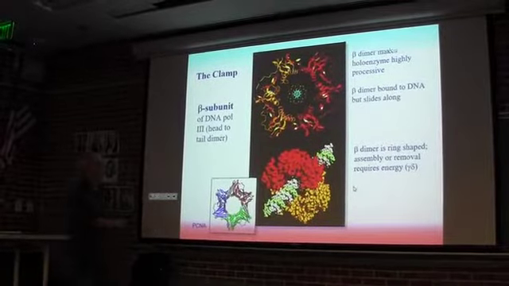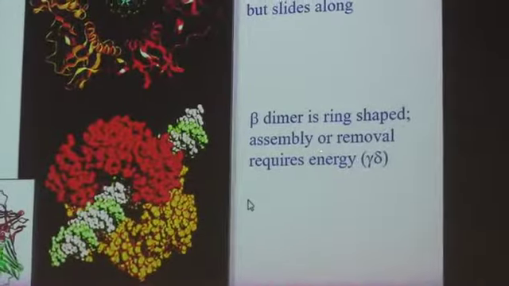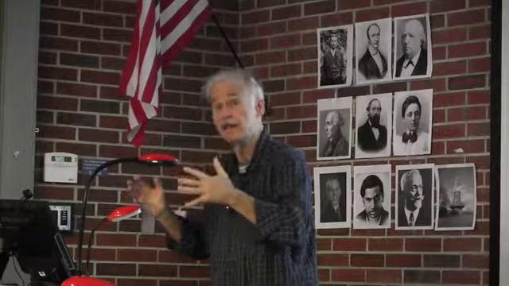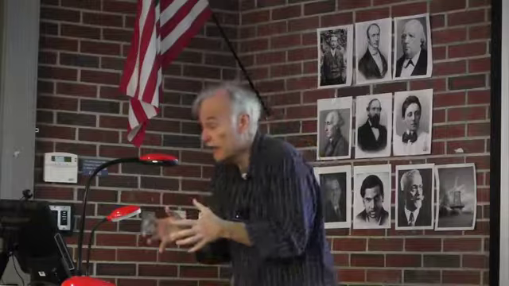The beta clamp dimer is ring shaped. Assembly or removal requires energy. So it doesn't take any energy to fasten the clamp around the duplex. It just takes energy for the clamp loader to disengage itself, because it just loves what it just did. It went, whoa, that is so cool. ATP is then triggered to be burned, and it loses interest and it is locked into an inactive ground state, waiting for its next turn. We'll see more about that in a minute.